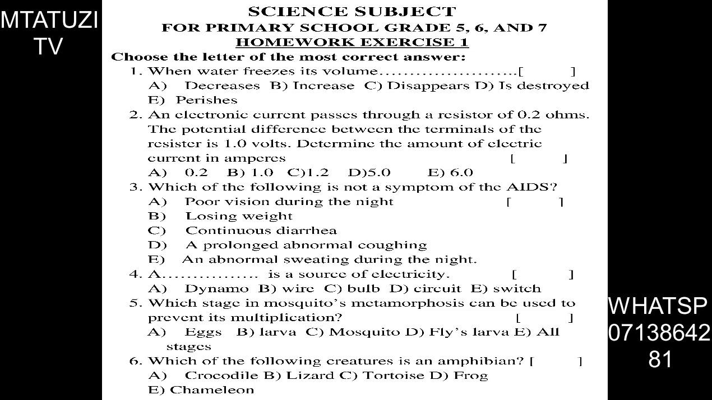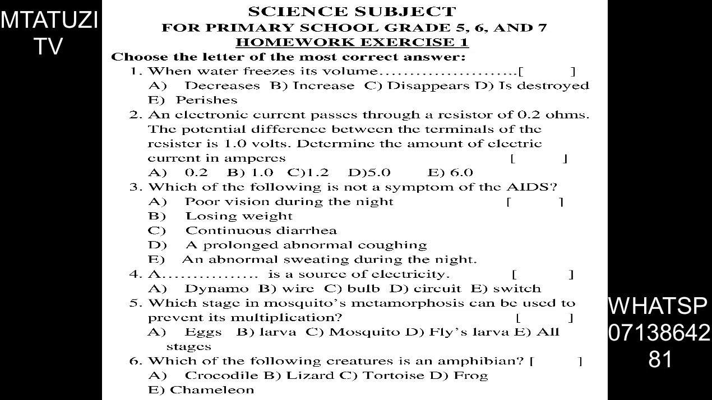In this question, you are given a resistor of 0.2 ohms, and a potential difference between the terminals of the resistor, which is 1.0 volts. You are asked to find the electric current. How much electric current will flow through that circuit? I think you know the formula for finding the electric current.